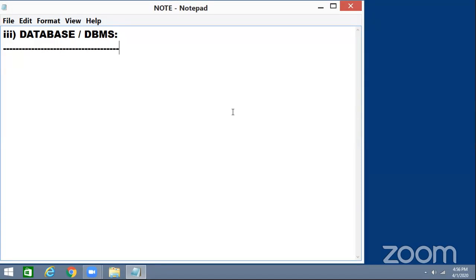But first, we will check what a database is and what a database management system is, and why this database management system is required for the industry and why people are using it. I will give one real-time example for a clear explanation. So first, take the term database here.